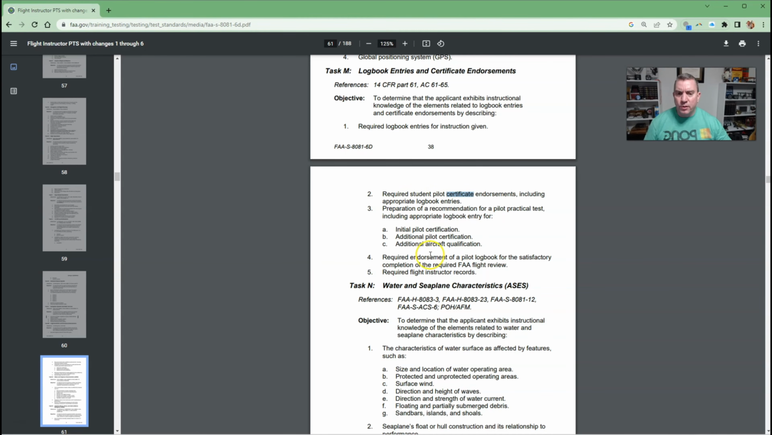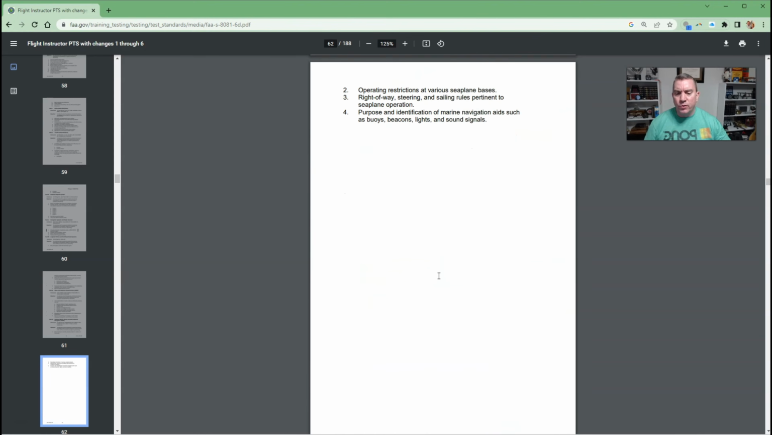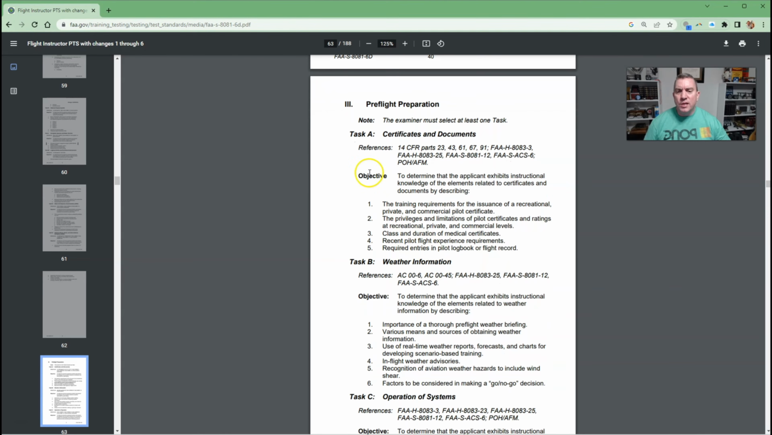Now, real quick, I'm just going to slide right down here to Area of Operation 3, Task A, and you can kind of see here what I'm talking about, the training requirements for the issuance of a private or commercial pilot certificate. So if you're talking about the requirements for Area of Operation 2, Task Mike, logbook entries, you would basically be talking about the same thing, right? But the training requirements, and then boom, you issue the endorsement at the end.